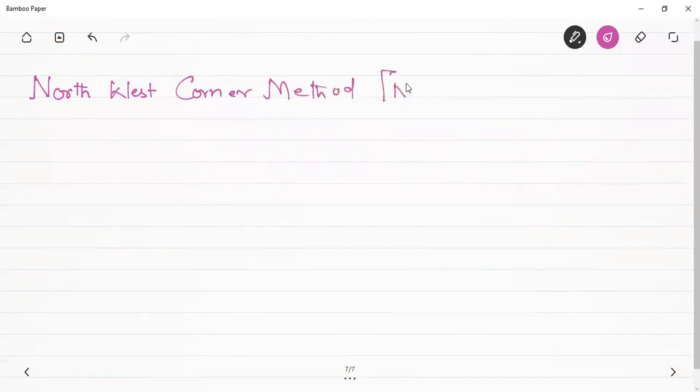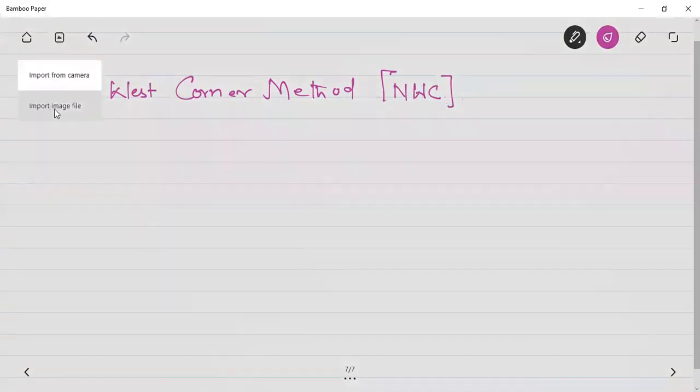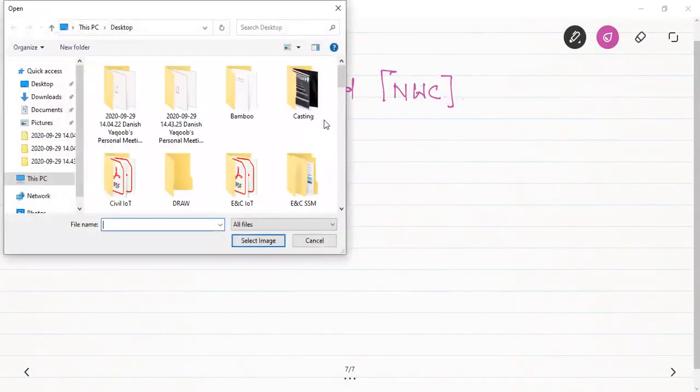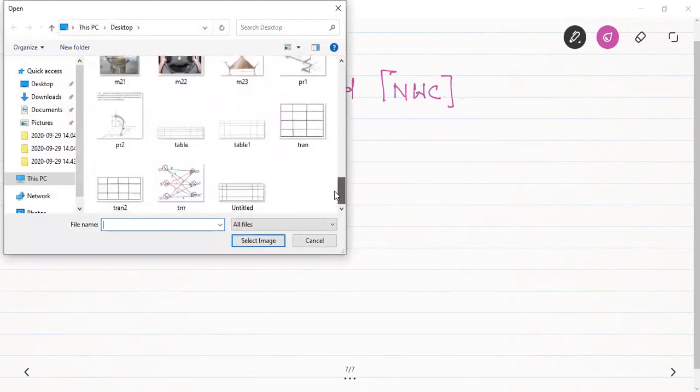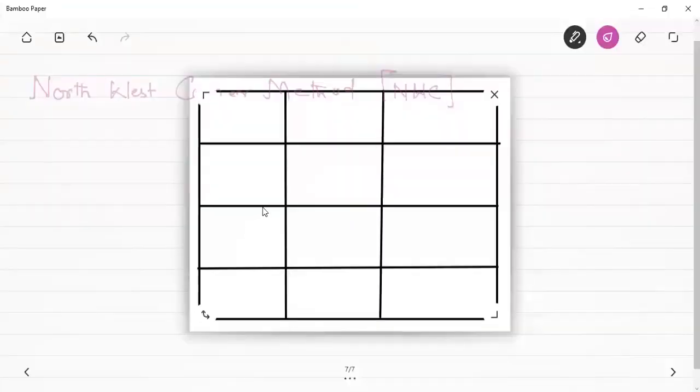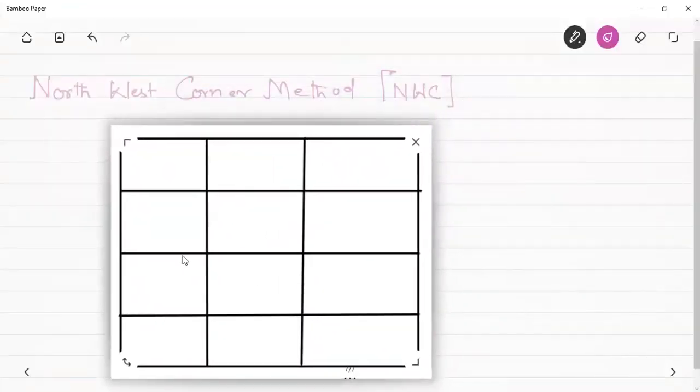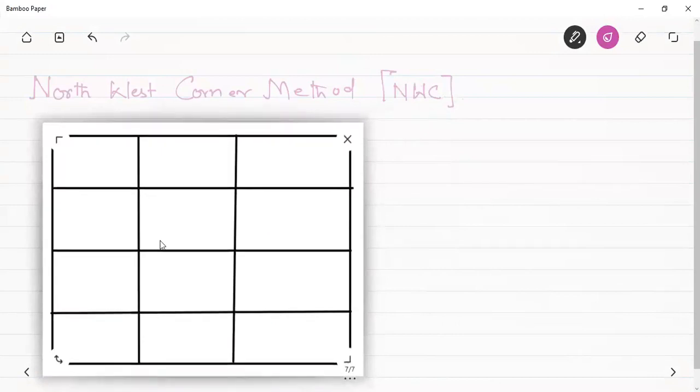Northwest corner method, sometimes it is written in short form as NWC. Okay, I will show you how the problem will be given in the question. The problem is in the form of a table. This is how the table looks like.